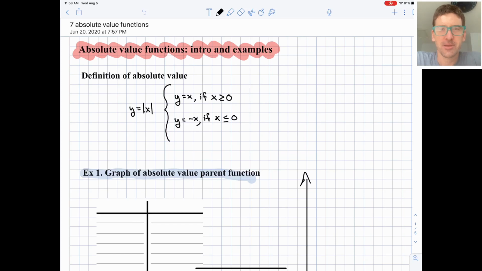All right, our last topic in our work with linear functions is sort of a modified linear function. We're going to be looking at absolute value functions. And we'll start off with an introduction and then do a couple examples of graphing these guys.